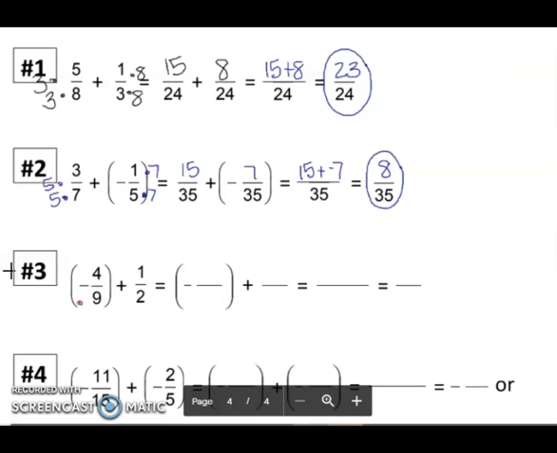So I'm going to multiply top and bottom by 2, and I'm going to get negative 8 over 18. Multiply the second fraction by 9 and get 9 over 18. So negative 8 plus 9, those have opposite signs, so I'm going to subtract, take the sign of the higher absolute value, and that will be over 18. So my answer is 1 over 18.